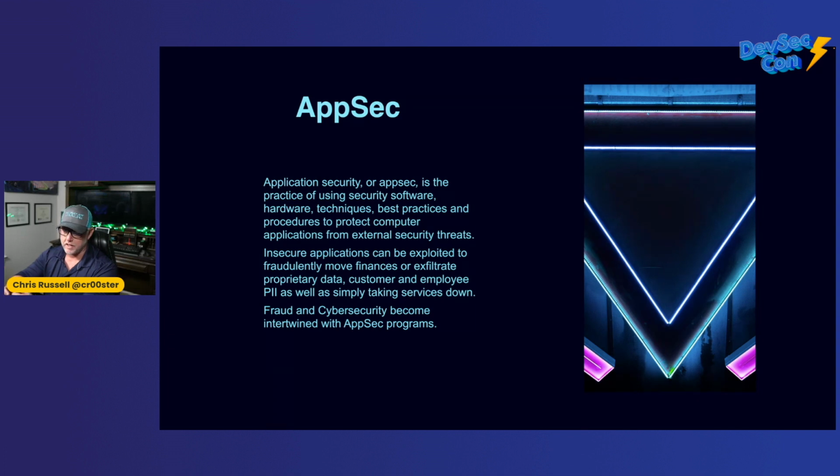Any insecure application can be exploited fraudulently. This can lead to data infiltration or exfiltration, financial and crypto exfiltration, proprietary data being stolen, customer data, PII, all the things that we want to avoid and what we're trying to protect against. I also feel like fraud and cybersecurity come together in this regard. These things have previously been very distinct in organizations, and I'm seeing fraud teams and infosec teams having to work a little bit closer together in regards to AppSec because of the fraud aspect of it.